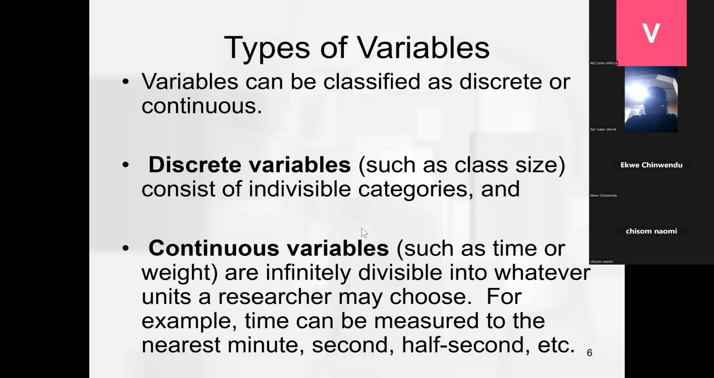I told you there are two types of variables. Discrete variable, continuous variable. Discrete variables are integers. They are indivisible values or categories of variables. I only have 5 people.